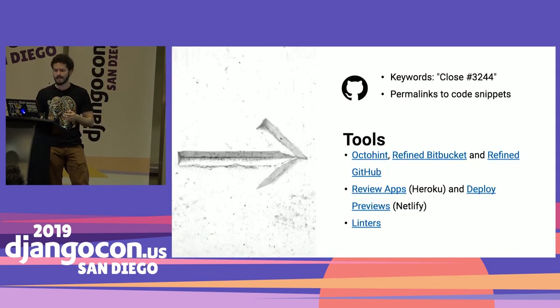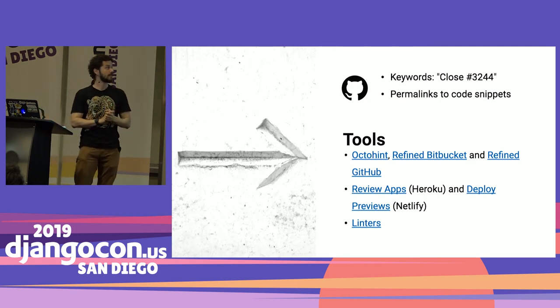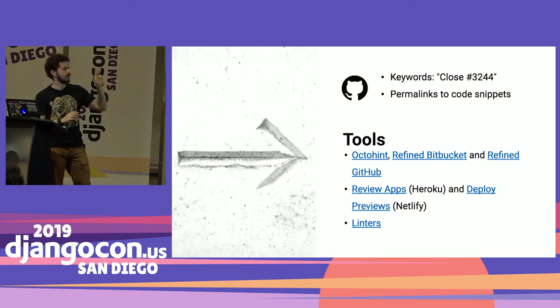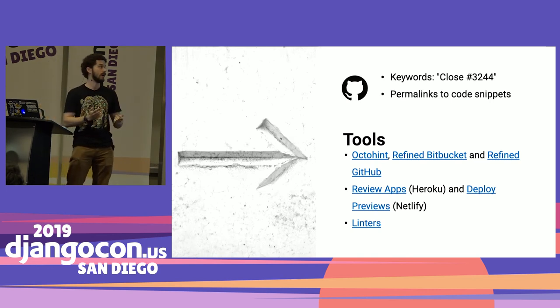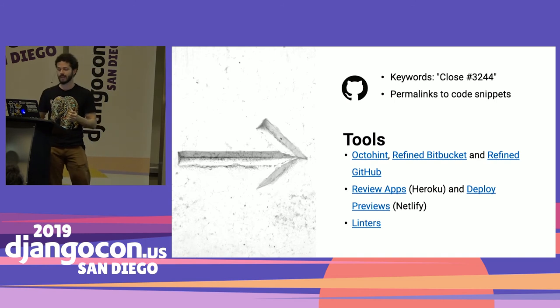Quick tips about it. GitHub has a keywords feature, so if you write in a PR, for example, close #3244, you will actually close that issue when you merge the pull request, so you don't have to worry about managing your issues. You can also get permalinks to code snippets, so it's easier to reference when you're reviewing code or mentioning it to someone.